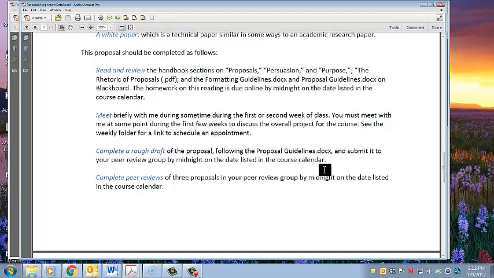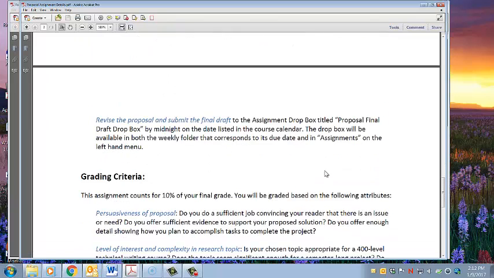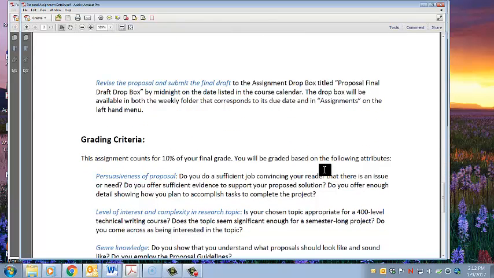You're going to meet with me here in week 1, and or maybe the second week, depending on how quickly you make an appointment with me, to talk about what your topic is. You're going to do a rough draft, and that rough draft is going to be edited and reviewed by several people in a peer review group. And then you're going to complete that peer review for everyone else by the date listed. You're going to revise your proposal accordingly and submit the final draft.